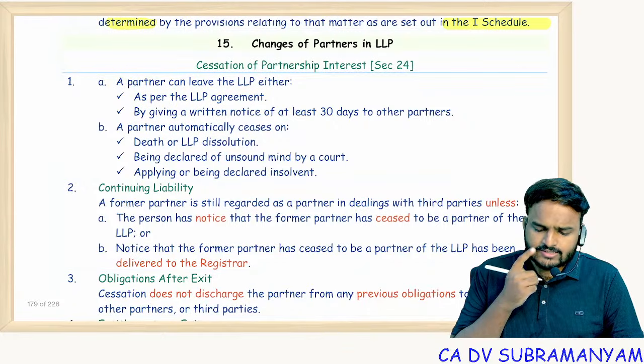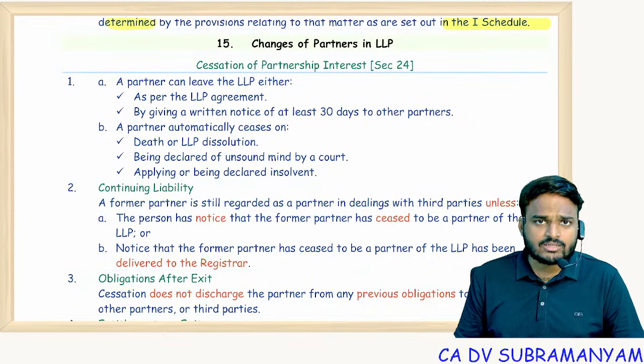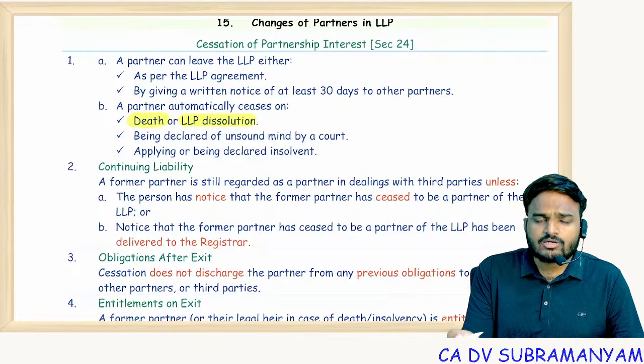Next one, changes of the partners in LLP. That means admission of a partner, retirement of the partner. So simply cessation of partnership interest. So all these things: death of the partner or LLP dissolution, LLP being a partner of one LLP.